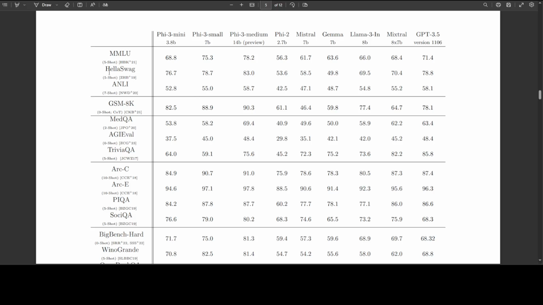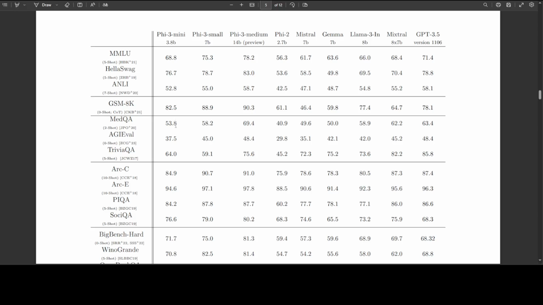Now, if you look at these results, for example, look at MMLU. Phi-3 mini, the first column, 68.8, whereas Phi-3 small is even better. Phi-3 medium is even better. And look at the numbers from, for example, Llama 3 instruct, just 66. So Llama 3 instruct 8 billion has been beaten by Phi-3 mini 3.8 billion. How good is that? Similarly, on HellaSwag, Phi-3 has beaten Llama 3 instruct. On ANLI, Llama 3 has beaten Phi-3. On GSM 8K, Phi-3 mini has stood out with a very, very good score.